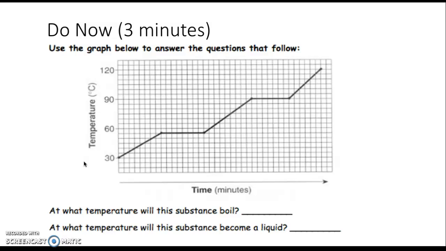And like I told you, each line segment represents something that will never change. No matter what the substance is, it will never change what the line segment is. But right now we're going to be dealing with water. You're going to notice we're going to be dealing with water a lot. So go ahead, take the next 2 to 3 minutes and do the do now. You can pause me and then come back.